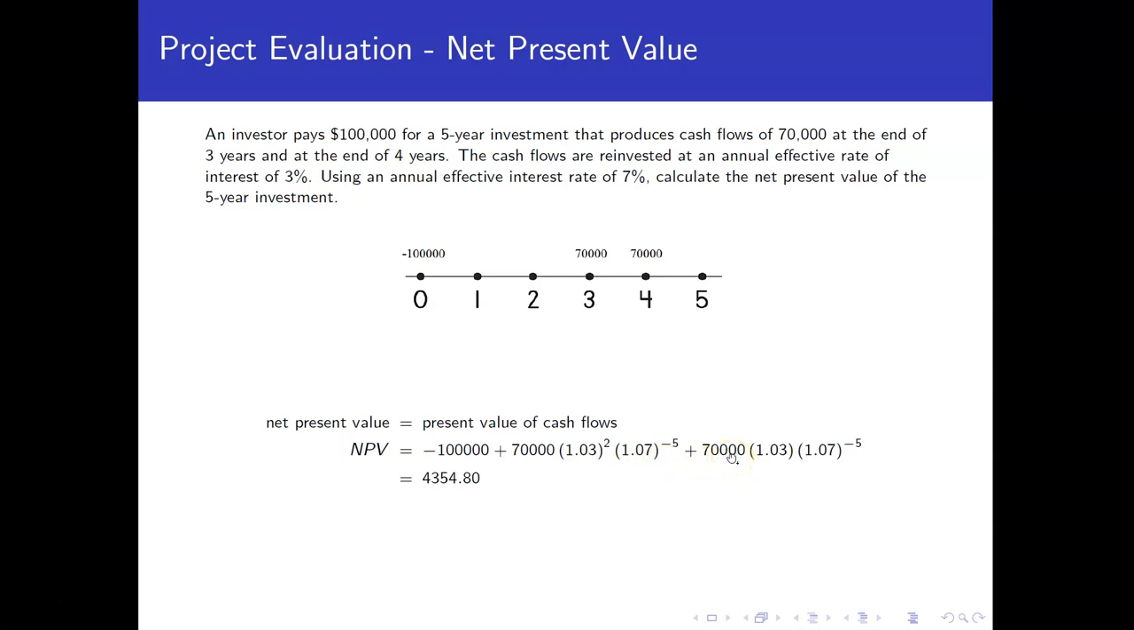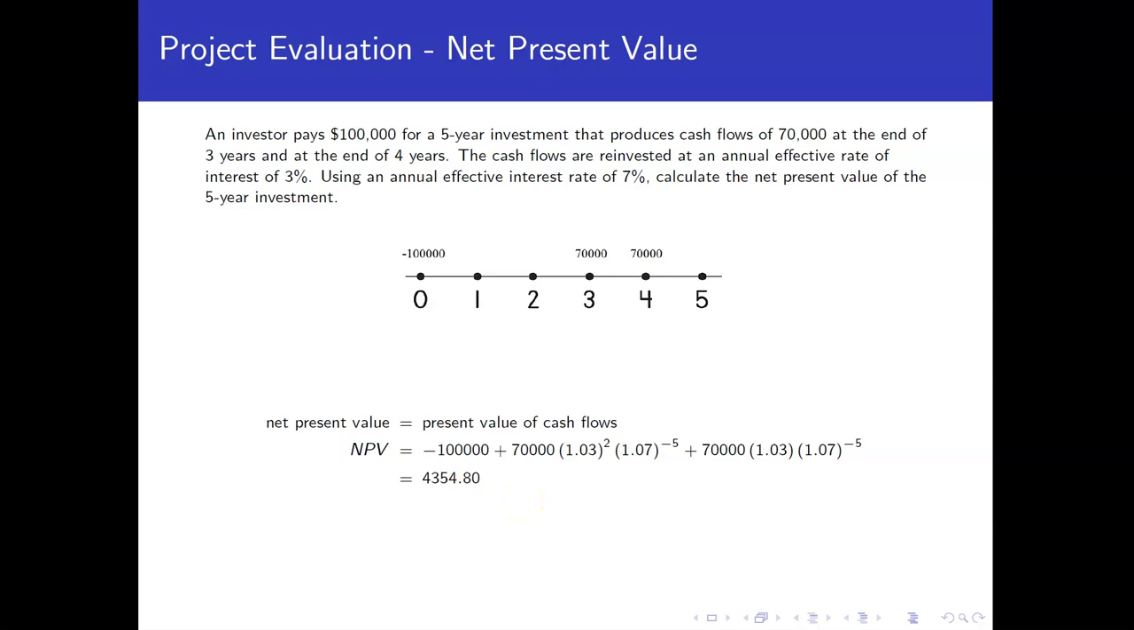Likewise, we'll take the $70,000 at time 4, move it forward 1 year at 3% because it's getting reinvested at 3%, and then pull it back to time 0 at the 7% interest rate. And when we do that, we get a net present value of $43.5480.